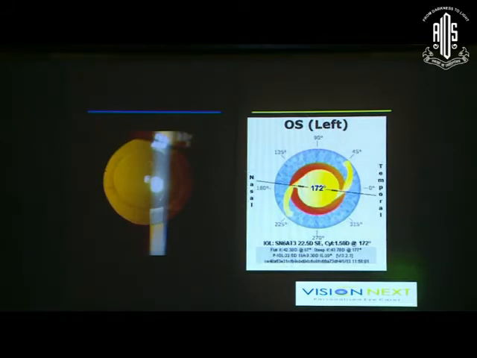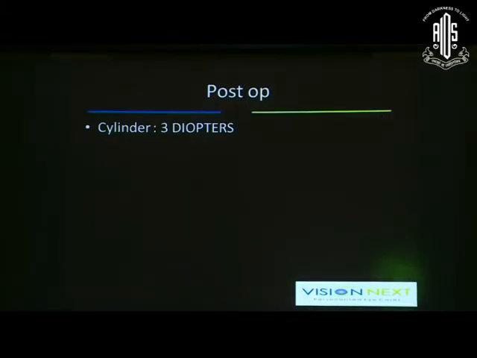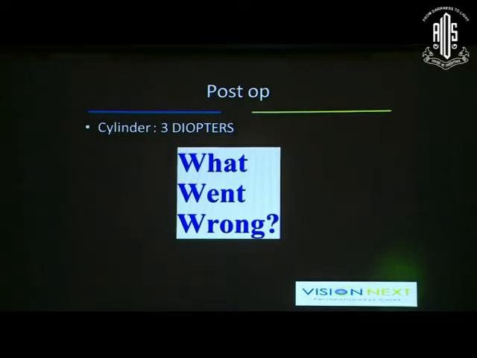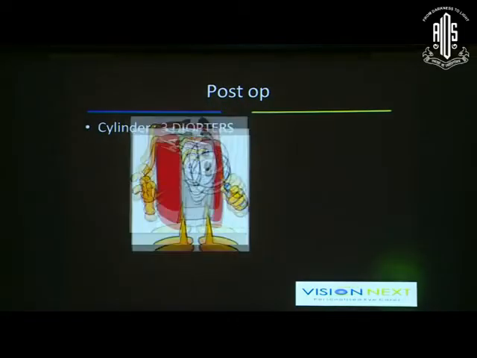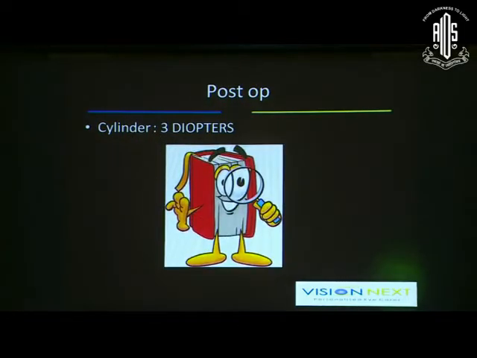We had planned an SN6AT3 for the patient. Things looked perfectly fine, surgery absolutely bang on. We had an axis of 172 which was coinciding well with the lens. We were surprised to have a post-operative astigmatism in refraction of 3 diopters cylinder. So we were surprised about what perhaps had gone wrong here. We needed to actually check it.